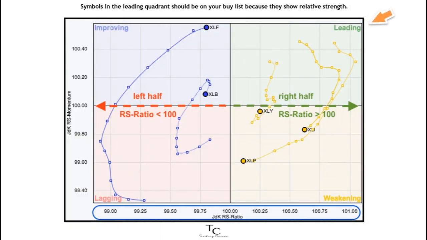Symbols in the leading quadrant should be on your buy list because they show relative strength. Symbols in the weakening quadrant should be on your watch list for deterioration. Symbols in the lagging quadrant should be on your avoid list because they show relative weakness. Symbols in the improving quadrant should be on your shopping list as potential buys.